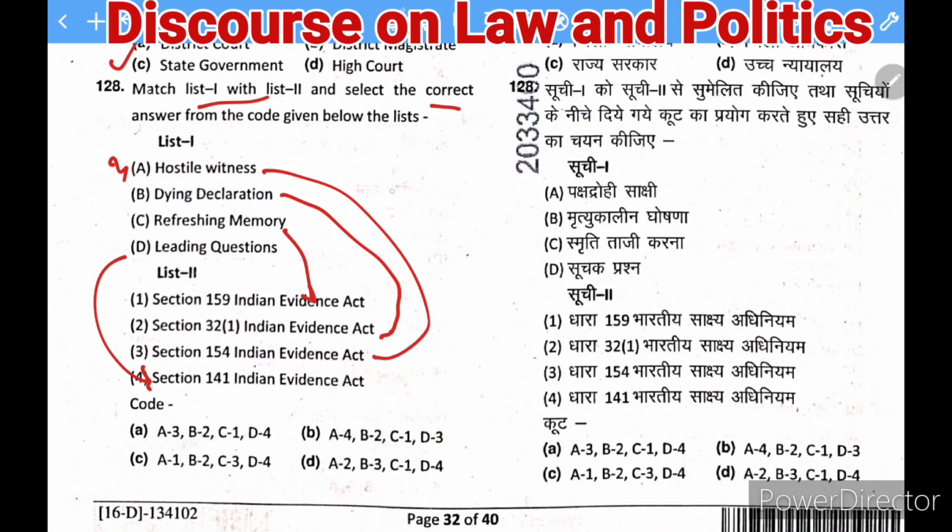So the code is 3, 2, 1, 4, and the right answer is A. A is the correct answer. Moving to the next question.